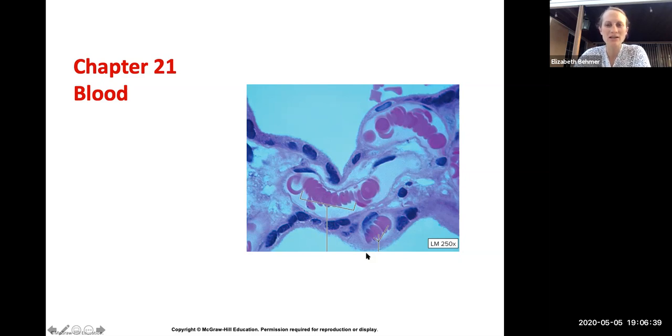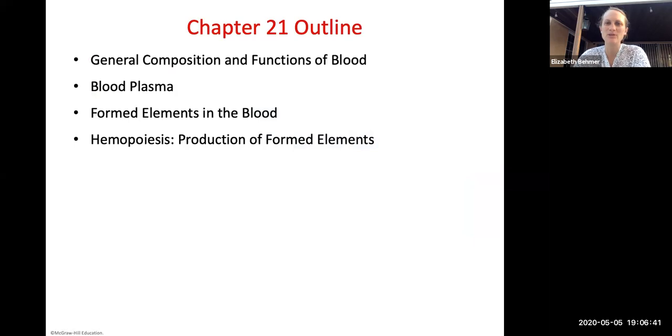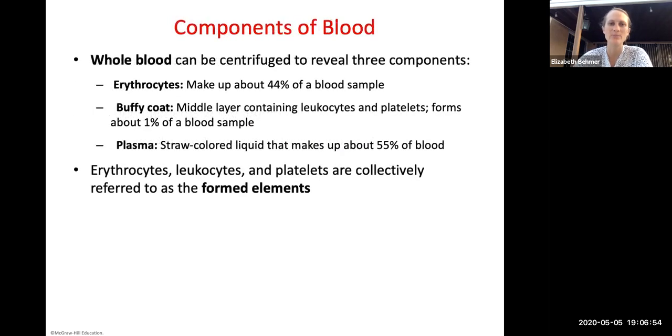So we're going to start this unit talking about blood, because then we'll get into the cardiovascular system and heart. We'll look at the composition and functions of blood, and then we'll really spend a lot of time talking about blood types. So we each have our own specific blood type.